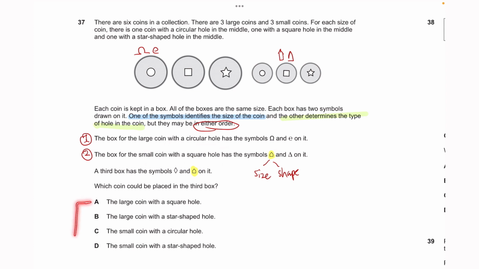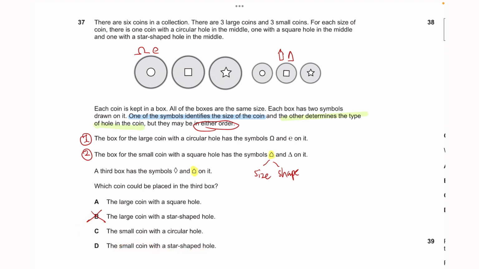So that means we can slowly go through our options and eliminate the one that doesn't have small or square in it. We can see here that A has square in it, so we're going to still keep A as an option. B doesn't have square or small in it, so we can eliminate B. Now if we have a look at C, we've got the small coin with a circular hole, so we've got small here, so that's possible. And in D we've got the small coin with a star shape, so C and D are still in the picture.